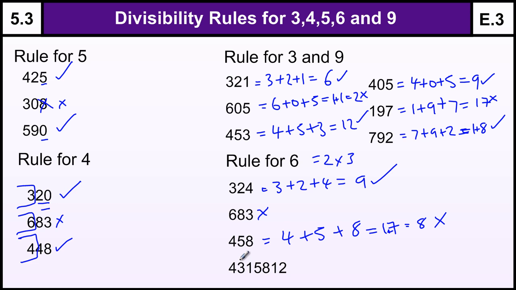So that 3 there, I just ignore that 3 because 3 obviously goes into 3. I can ignore the 1 and the 2 because 1 plus 2 is 3, the 1 and the 8 because 1 plus 8 is 9, and 5 and 4 makes 9, so I know that that number is in the 3 times table, 3 will go into it. So therefore it's divisible by 6 because it's an even number and 3 goes into it.